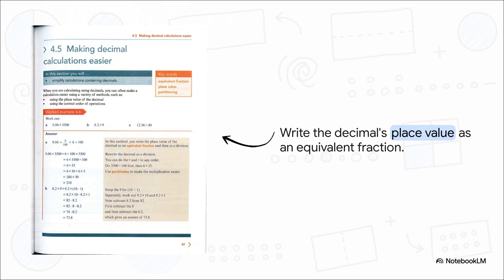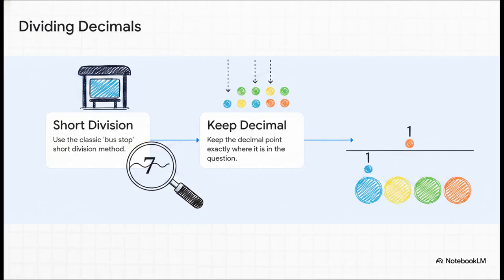How cool is that? Now, if you need to divide a decimal by a whole number, there are really just 3 foolproof steps. First, use the classic short division or bus stop method. Second, keep the decimal point exactly where it is in the original question. And third, write the decimal in your answer directly above it. So for 4.86 divided by 2, divide the 4 to get 2, carry that decimal straight up, divide the 8 to get 4, and the 6 to get 3. The answer is 2.43. Perfect alignment just keeps the whole thing incredibly simple.